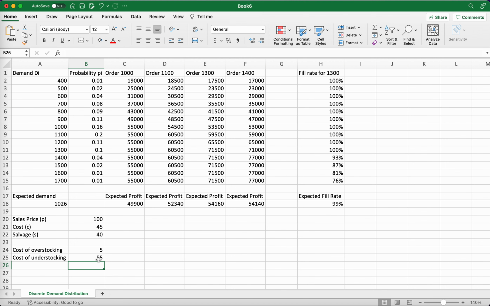Because you're either going to be understocking or overstocking, which way would you lean? Well, that depends upon the relative values of these costs. Cost of overstocking is only $5, but cost of understocking is $55. It makes more sense to overstock, and that is why the optimal order quantity for the season is 1300, right? So how do you figure that out? To do this, we calculate something called the cycle service level.